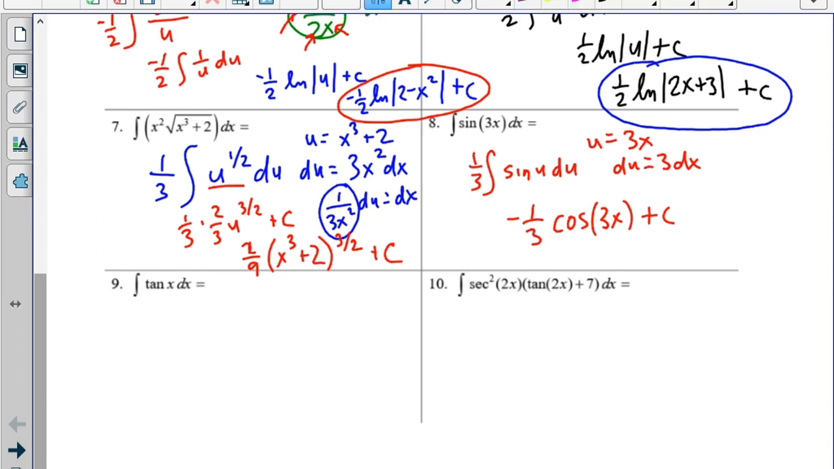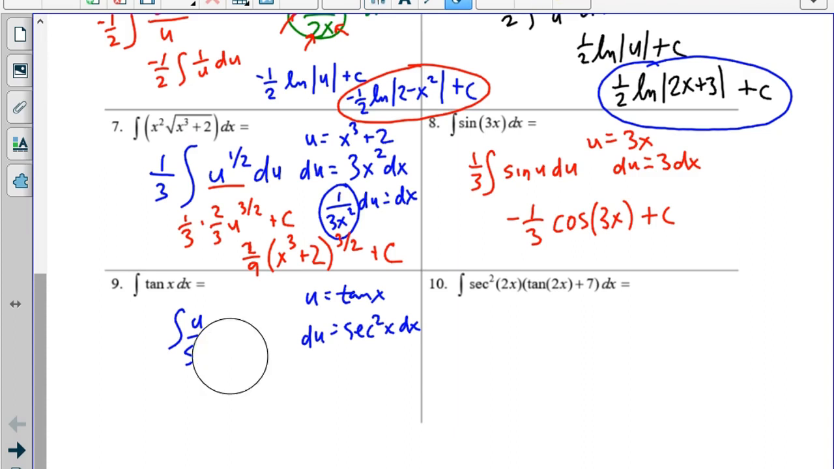Integral of tangent x dx. We don't know the integral of tangent, at least not yet. So when we take the integral of tangent, if I make u equal to tangent x, this is not going to work because du equals secant squared x dx. So if I replaced this, I would have u divided by secant squared x times du. And clearly there's a u and an x in there. That won't work. So I need to make a better choice.